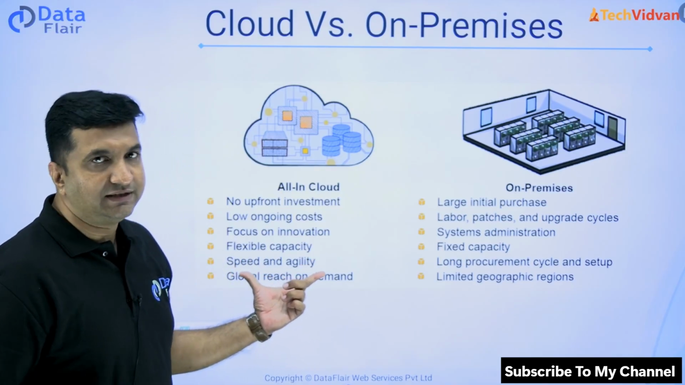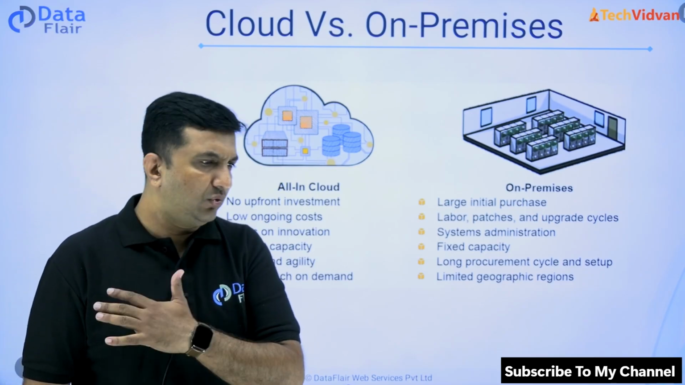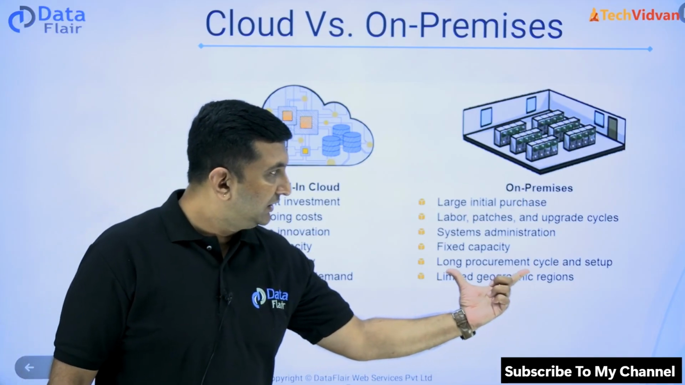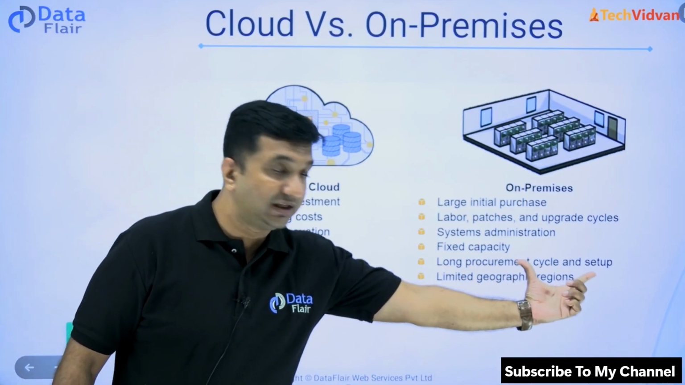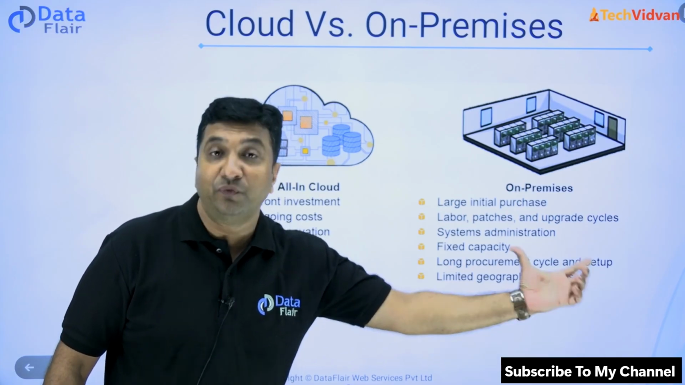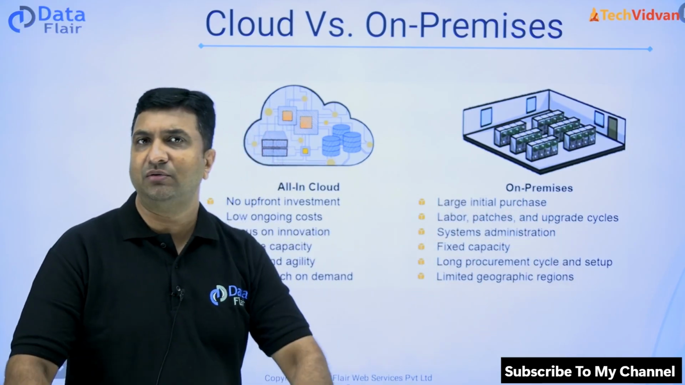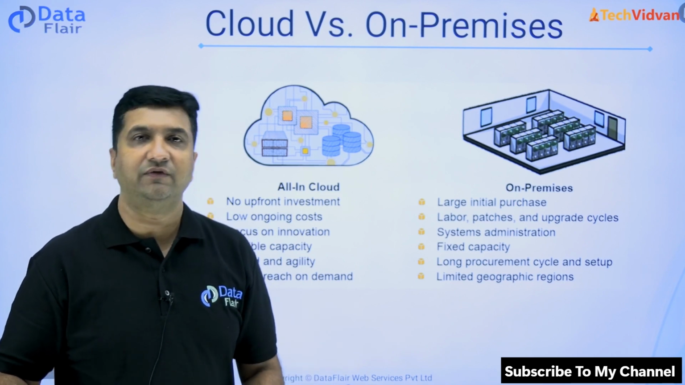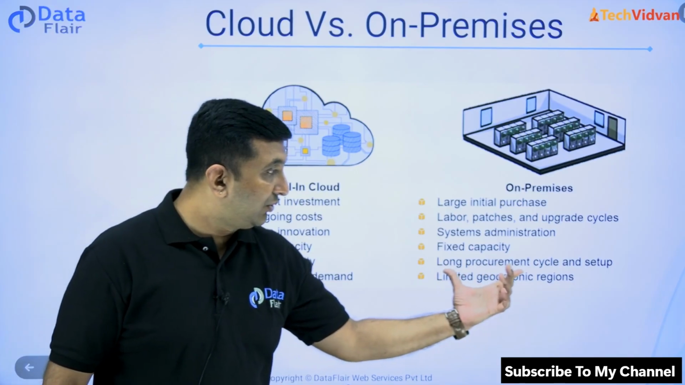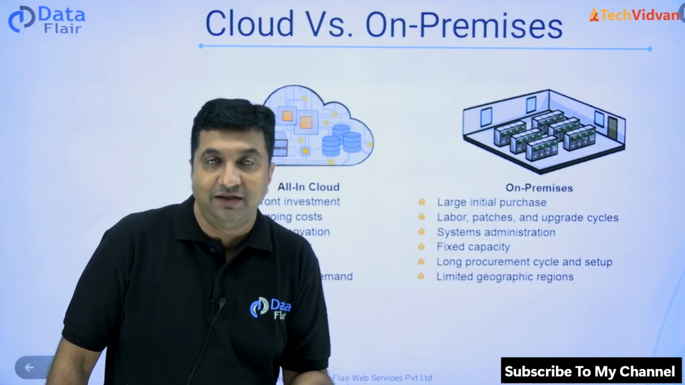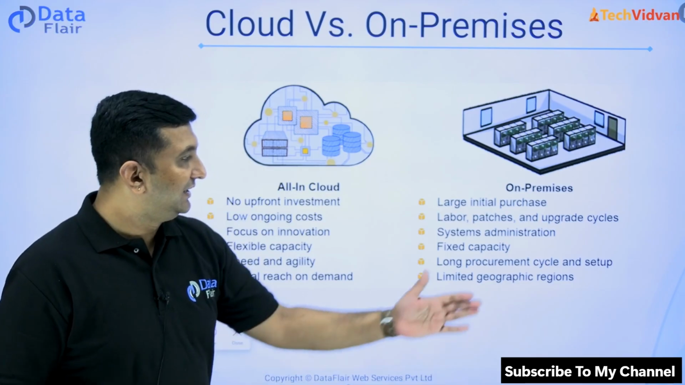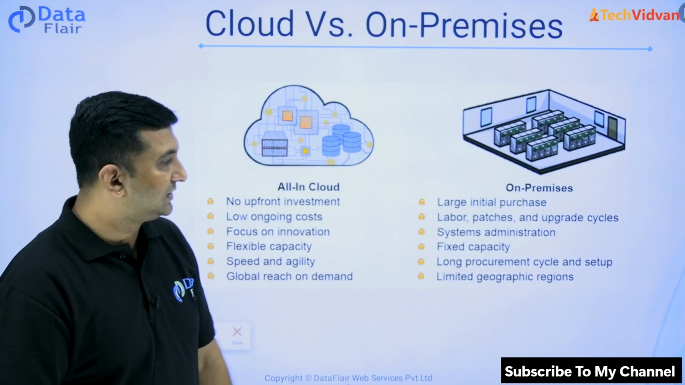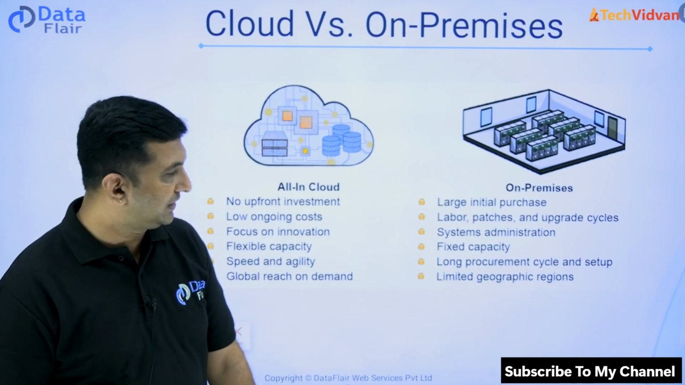Then speed and agility, as I told you, it's very fast. You can go global in minutes, you can scale up, you can scale down. But when you talk about on-premises, long procurement cycles and setup need to be done before doing anything. Think about scaling up. Let's say you have 200 GB capacity. Now you want 500 GB capacity. You have to go through a long procurement cycle. You have to buy new servers. Then only you can set up, you have to integrate with the upcoming system, and you have to do everything from scratch.